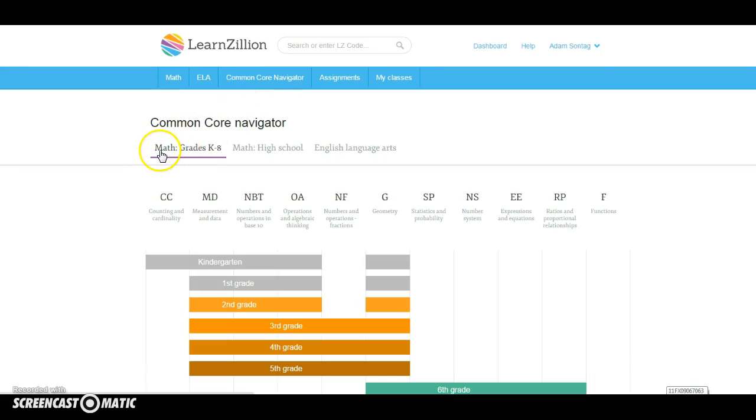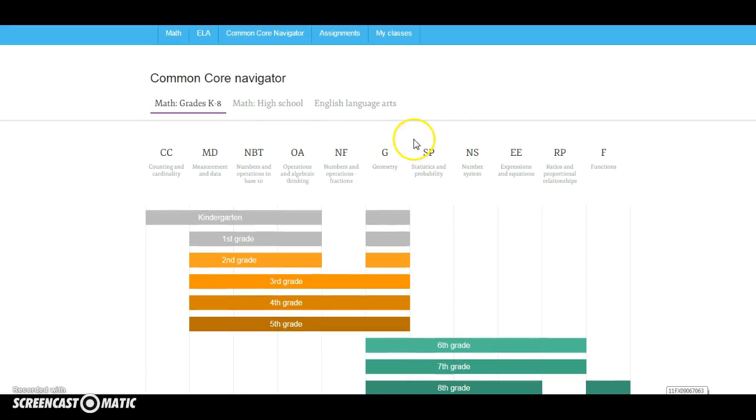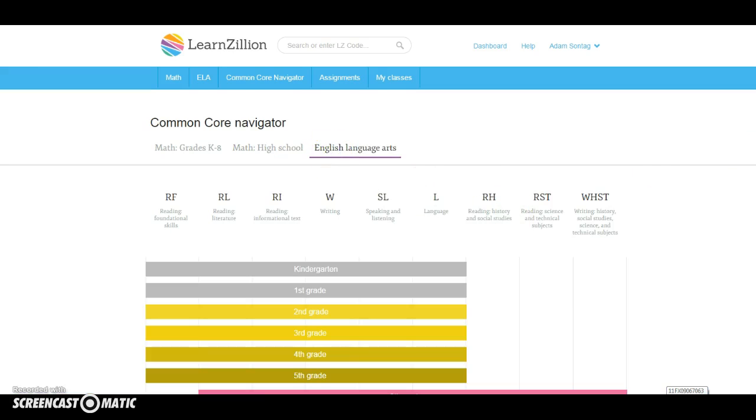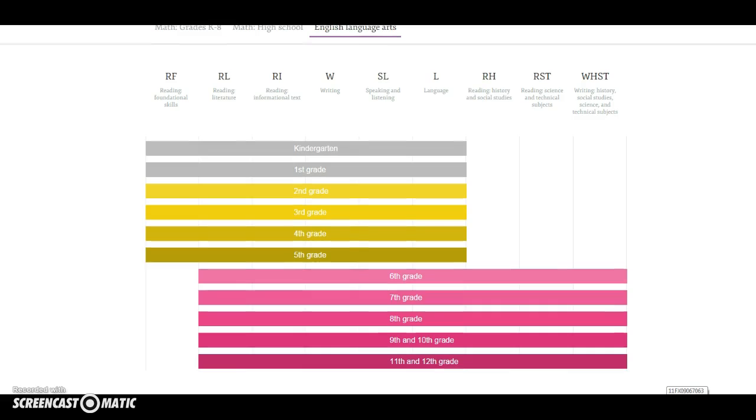and then it's going to take us to it for math, grades K through 8, math if you're a high school teacher, or English language arts, if you're an ELA teacher. And it breaks it down to all the different categories and then grade level and tells you where it'll fit. If you went to high school, it has categories for the different subjects we'd be teaching, and then ELA. Once again, it's broken down like the K through 8, but this time it's K through 12.